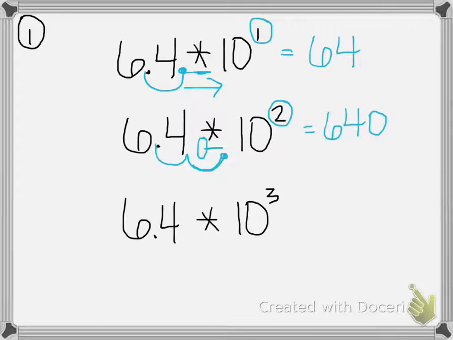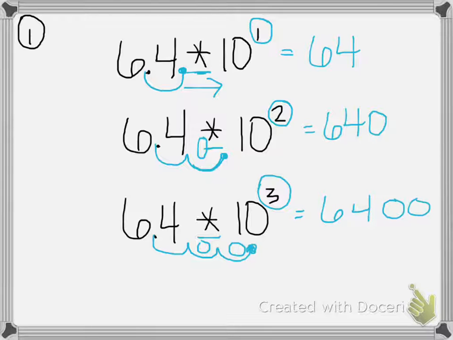C says 6 4/10 times 10 to the third power. Again, we're multiplying, so we're moving our decimal point to the right 3 times since that's our exponent. 1, 2, 3. Our decimal point is right here, and we need to put zeros in our blank spots. So our answer is 6400, or 6,400.